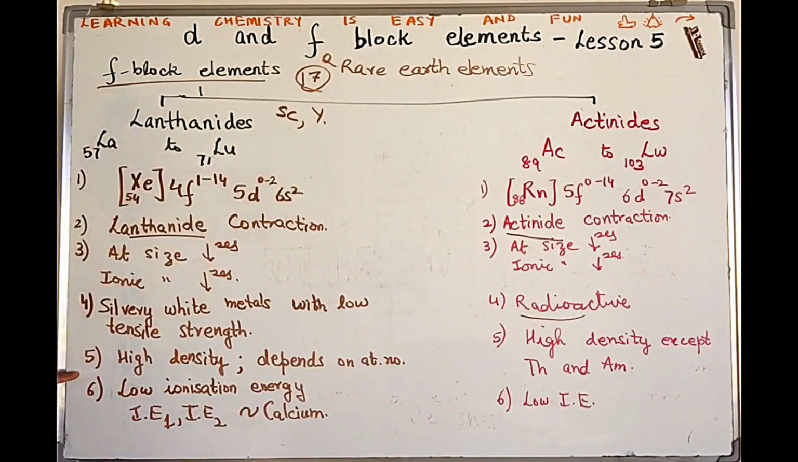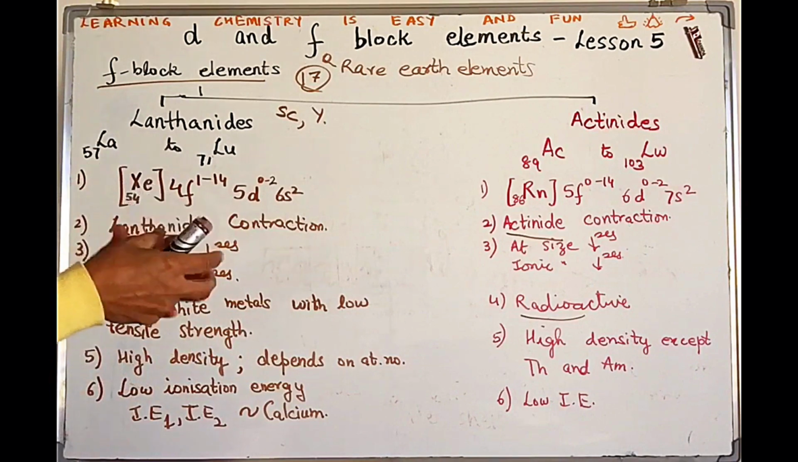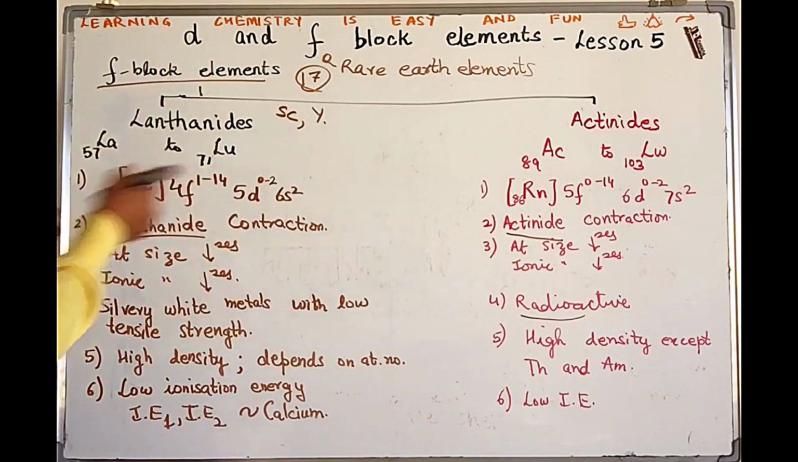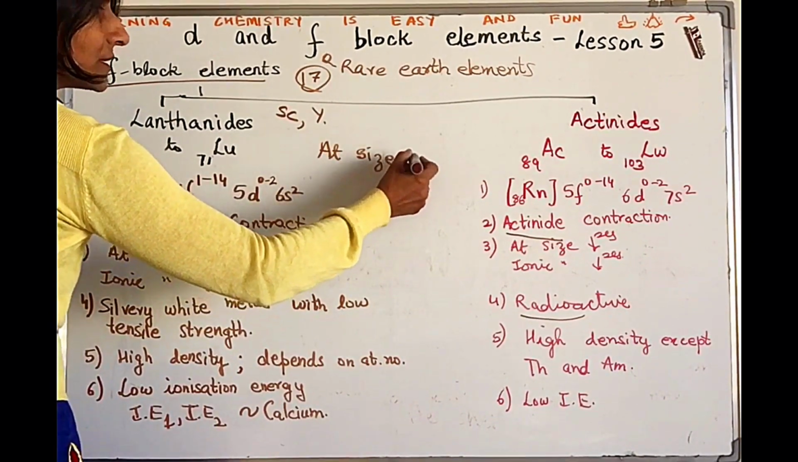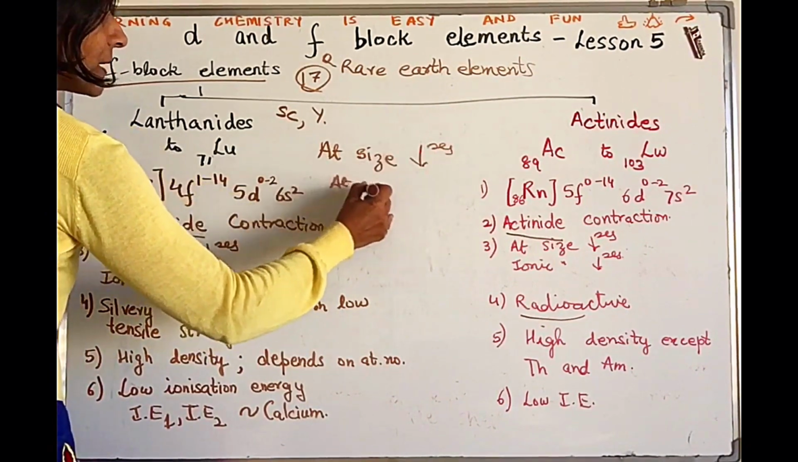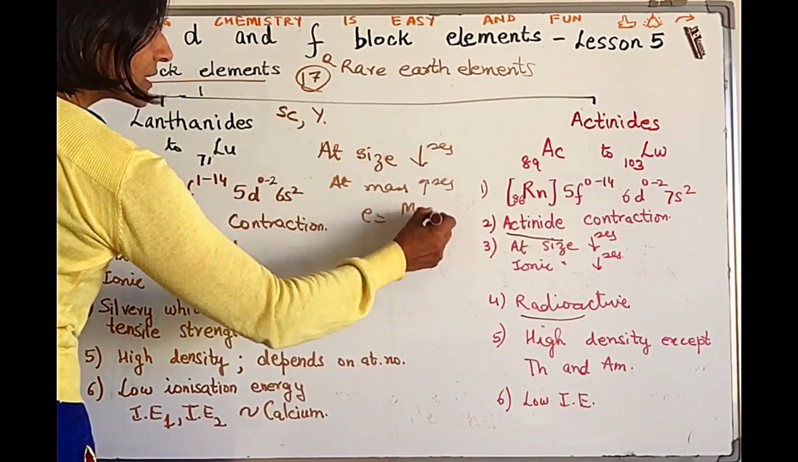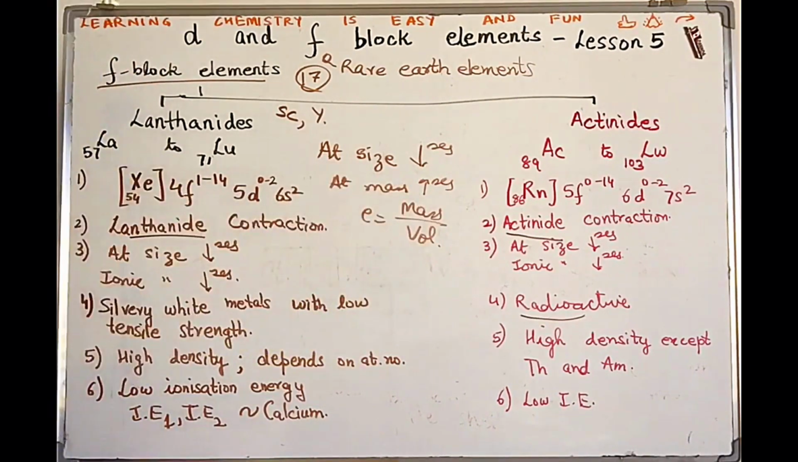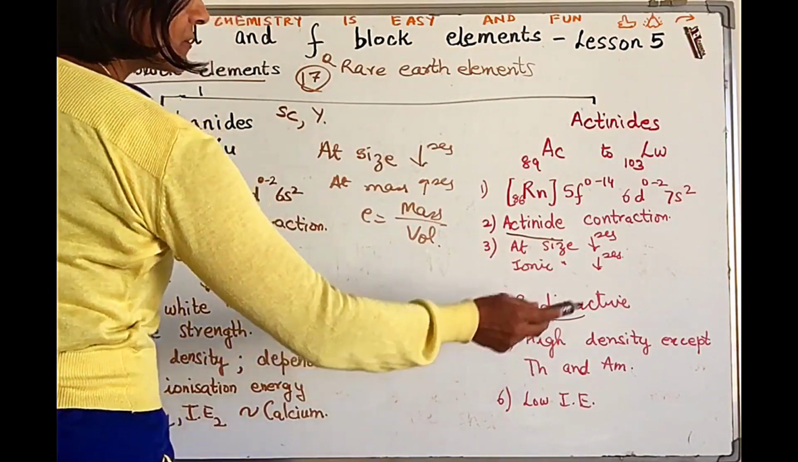Going on to density, high density, and it also depends on the atomic number. High density can be simply explained because the atomic size is decreasing, whereas the mass number is increasing, right? So atomic size decreases, atomic mass increases. We know that density is mass divided by volume, right? That is why they have high density, which is dependent on the atomic number. These also have high density except in the case of Th and Am.